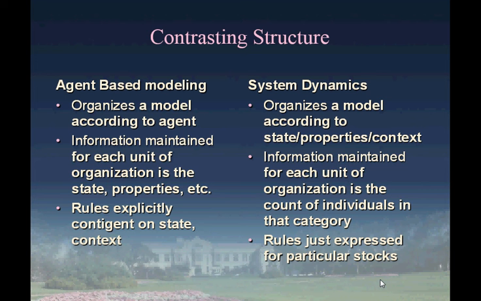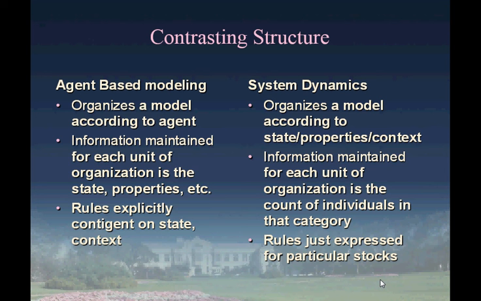Now, system dynamics takes this and turns it on its head in an interesting way. So agent-based modeling organized the model according to agents. Agent, agent, agent, agent, agent. Each agent keeps track of its state, its properties, its rules, etc. System dynamics organizes the model according to state and properties and context. So we actually have the model broken out into pieces, each of which is, say, a group of people according to their health state, and whether they're low SES or high SES.